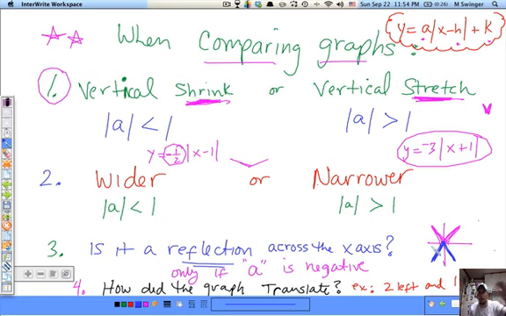So it reflected across the x-axis. That's what it did. When does it do this? When does it go down? When A is negative. Okay? Get that, write that down. When A is negative, it is a reflection.